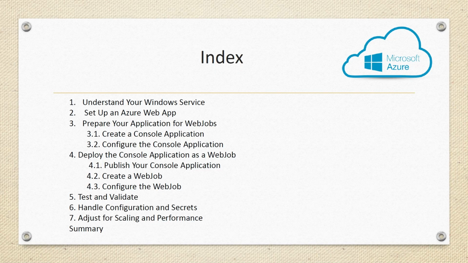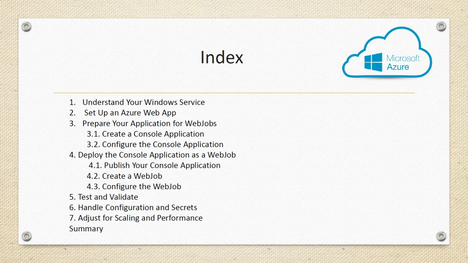So in this topic we discuss what things you will need to learn if you are converting a Windows service to WebJobs. First, understand your Windows service, whatever your current running application hosted on IIS as a Windows service. You must have an understanding of your current running Windows service. Then set up the Azure Web App. Thereafter, one setup will be required for your Azure Web App. Then prepare your applications for WebJobs.